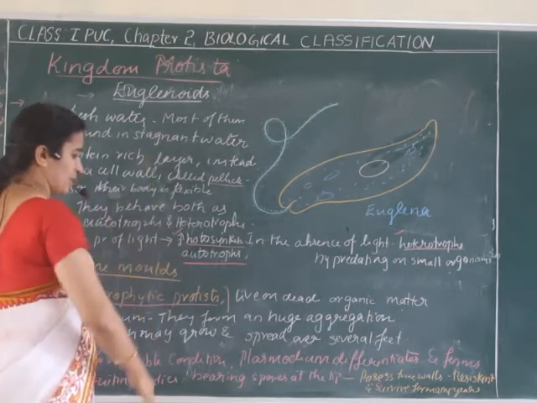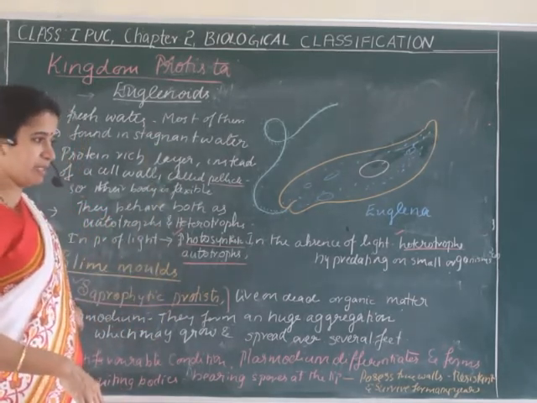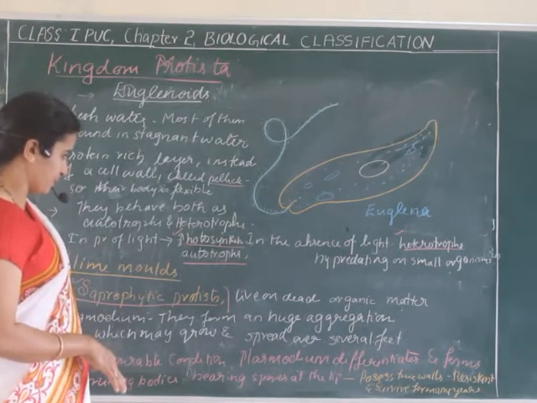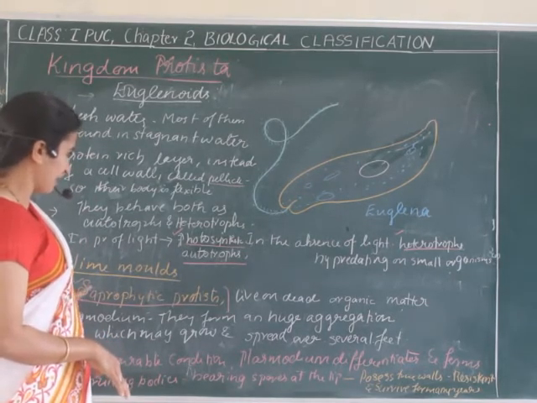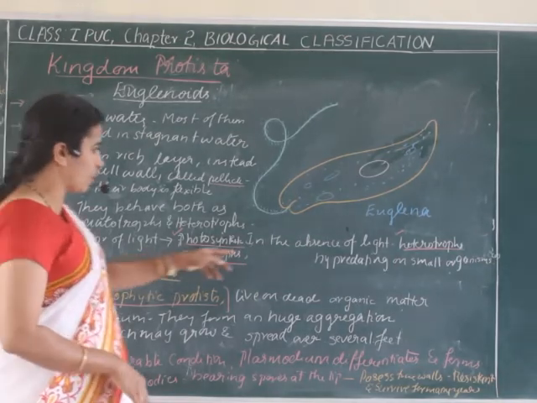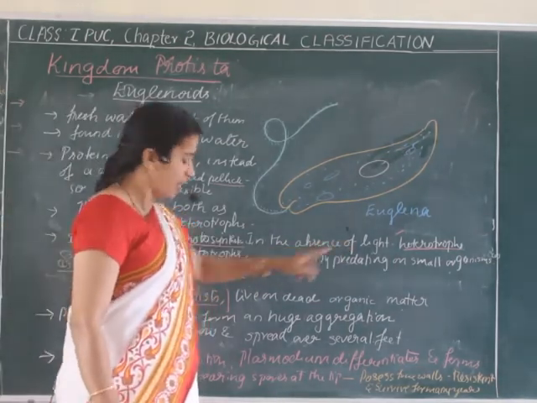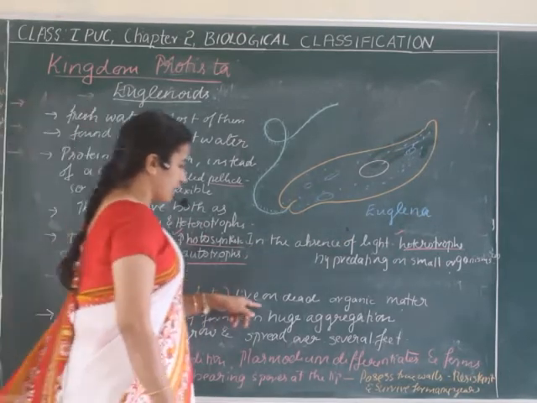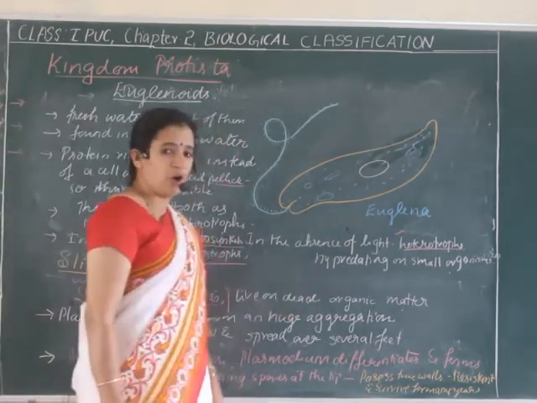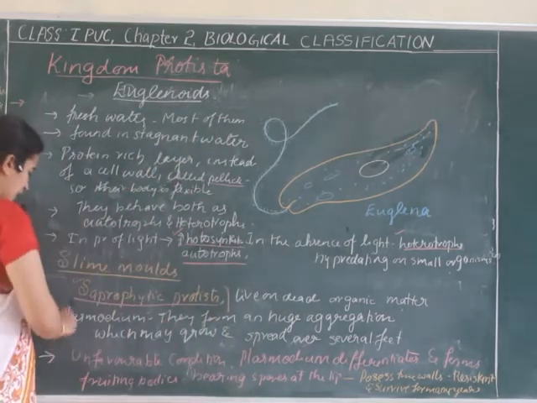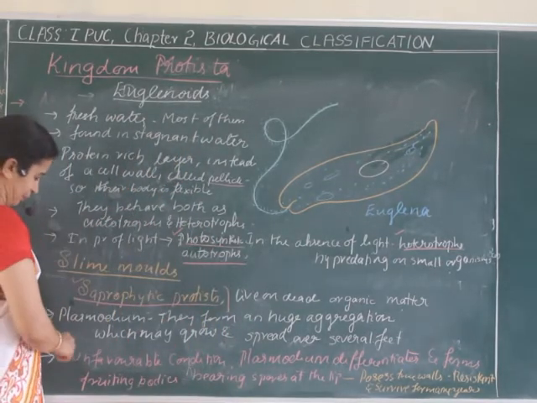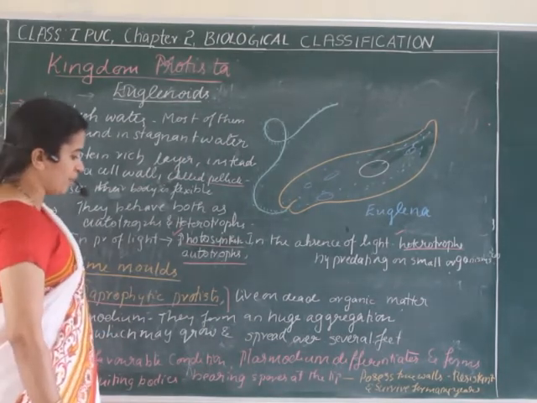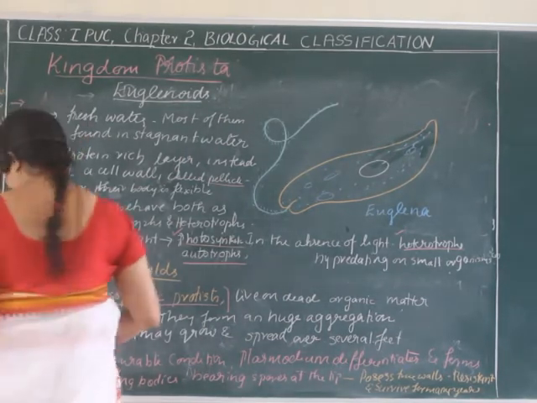Whichever groups you have studied so far are not always saprophytic. Here it is completely saprophytic. In slime molds, almost always it is a saprophytic protist. That means it lives on dead organic matter. Then another feature is that it forms a plasmodium, which forms huge aggregates.